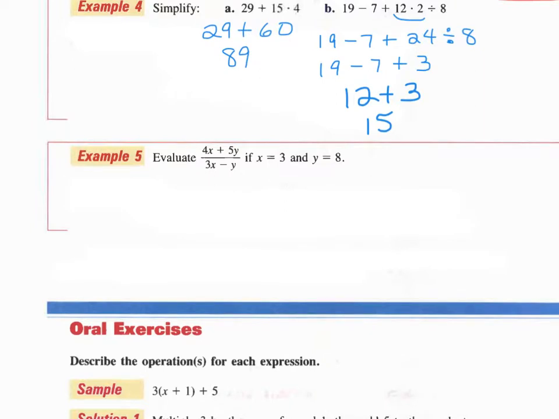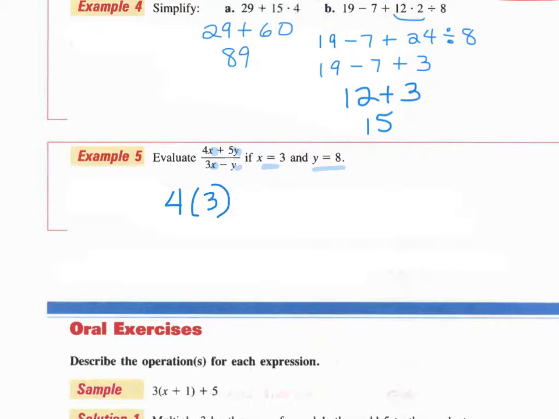We've got a fraction here, and it's got some numbers and some variables. So it wants us to evaluate. They're giving us the information. They're telling us what x equals and what y equals. So the first thing I'm going to do is replace my letters with what they told me they equal. So I'm going to rewrite my problem. So I'm going to do 4, and to show the multiplication, I'm going to put it in parentheses.